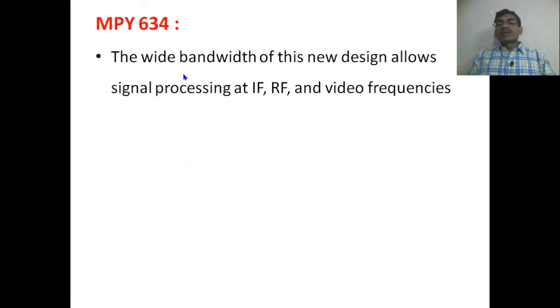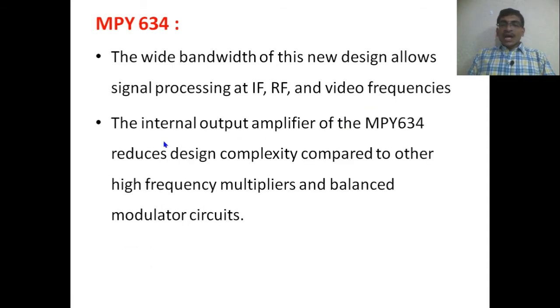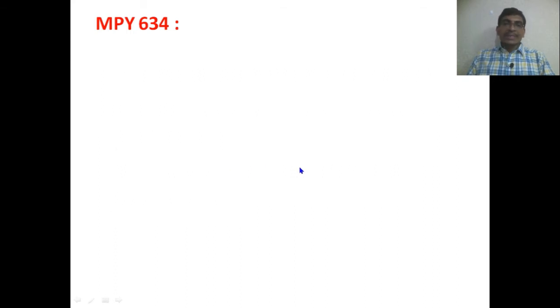The wide bandwidth of the new design allows the signal processing at intermediate frequency, radio frequency and video frequencies too. The internal output amplifier of MPY634 reduces the design complexity compared to other high frequency multipliers and balanced modulators. So it has an internal output amplifier, which makes our circuit easier because we need not use complex designs. The complexity of the circuit is also getting minimized.